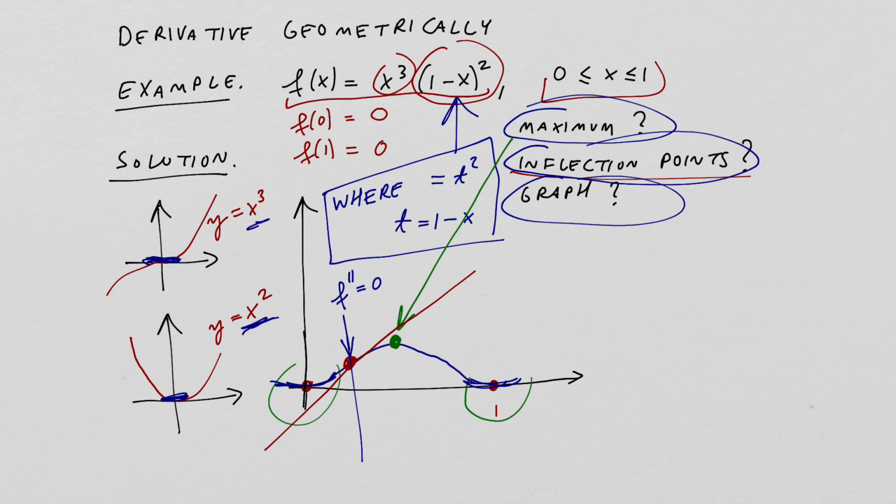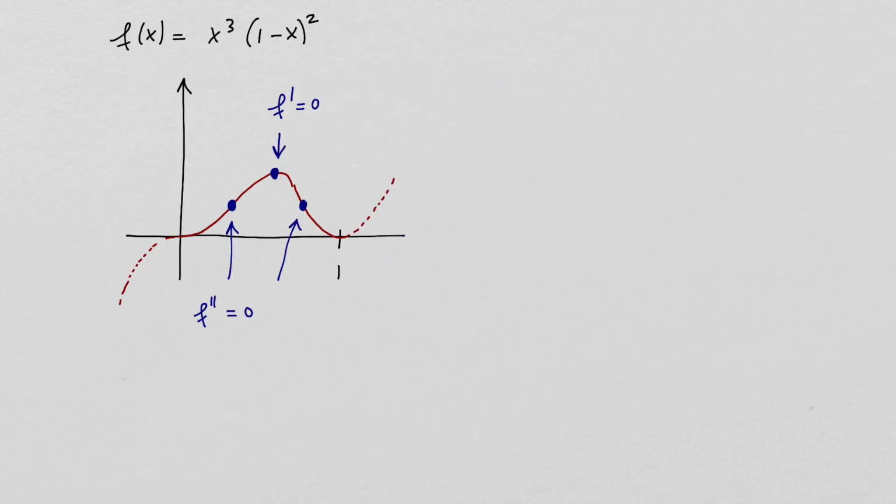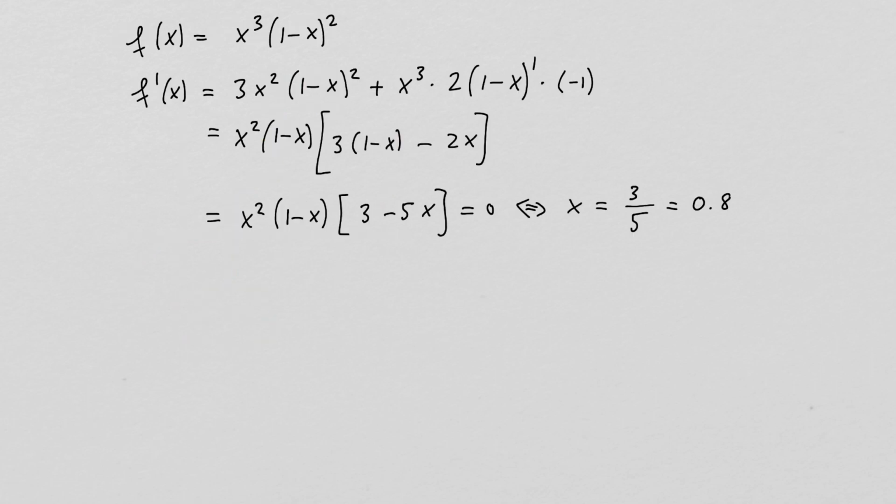And for the maximum value, of course, we have that the derivative of the function in this point here will be equal to 0. So we want to find these places where the first derivative is 0 or the second derivative is 0. Here is our function. We calculate the derivative by the product rule.